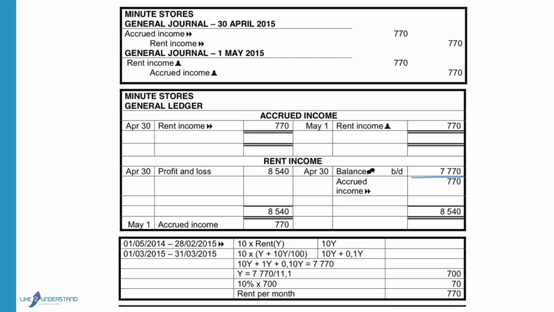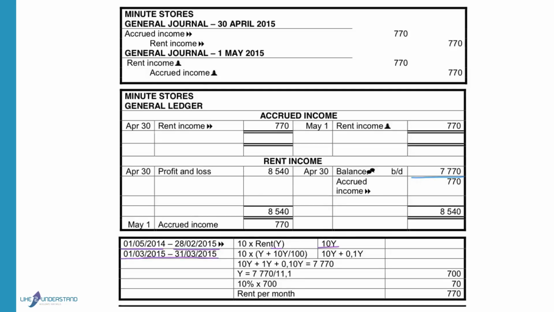If we look at the calculation, we see that from the 1st of May, the first day of the financial year, up to the 28th of February 2015, for 10 months we received Y amount because we don't know what was the amount per month. So that means for the first 10 months it's 10Y. Then on the 1st of March there was an increase of 10%. We didn't receive the money for April, so this 10% increase was only applicable for 1 month.